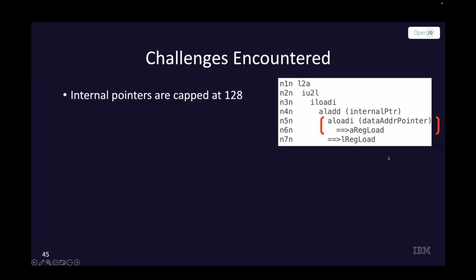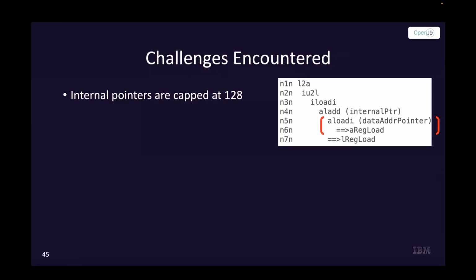Now the first challenge that we faced was that there's a cap on internal pointers, which is 128. With us trying to mark each data address pointer as an internal pointer, we ran into the issue of running out of the quota for internal pointers. To solve this, we decided to cache data address pointer loads for the same arrays.